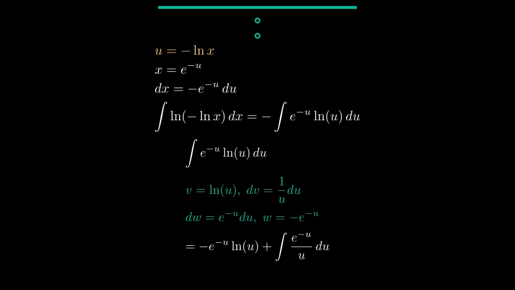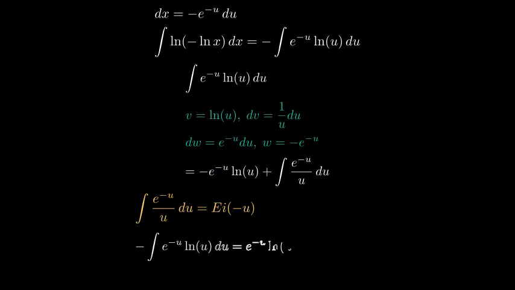The remaining integral cannot be expressed with basic functions. We use a special function called the exponential integral, denoted Ei. In this form, the integral of e to the negative u over u equals Ei of negative u. So the result in u is e to the negative u times natural log of u minus Ei of negative u plus c.